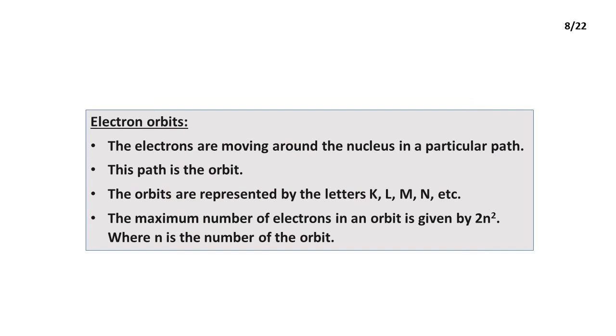Electron orbits. The electrons are moving around the nucleus in a particular path. This path is the orbit. The orbits are represented by the letters K, L, M, N, etc. The maximum number of electrons in an orbit is given by 2n², where n is the number of the orbit.